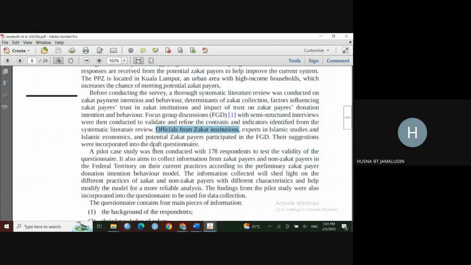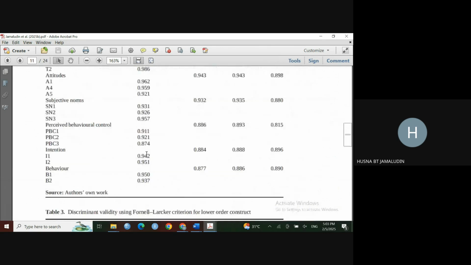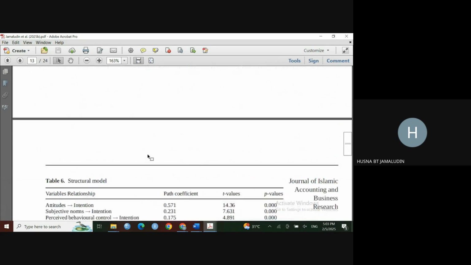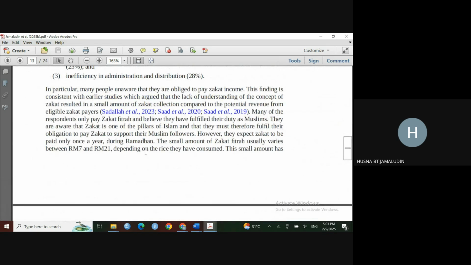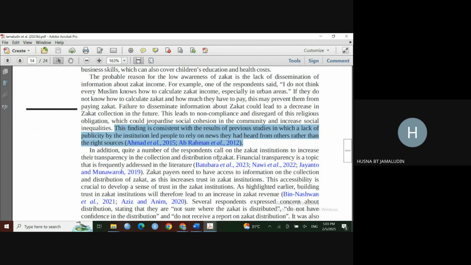What else? Let me see in the zakat case about the finding. Where are the variables? Okay, this is clearer, I think. This finding is consistent with the result of a previous study in which a lack of publicity, and so on. So you are saying that whatever you got is consistent with the previous finding. What are the previous findings? So you cite them.